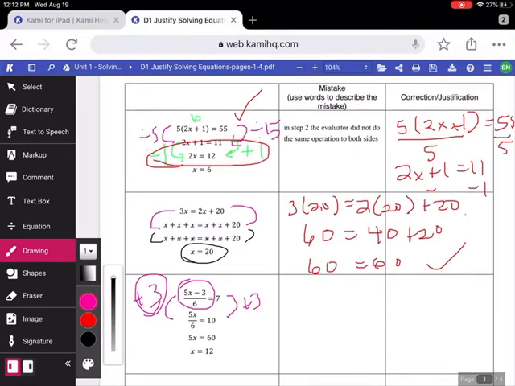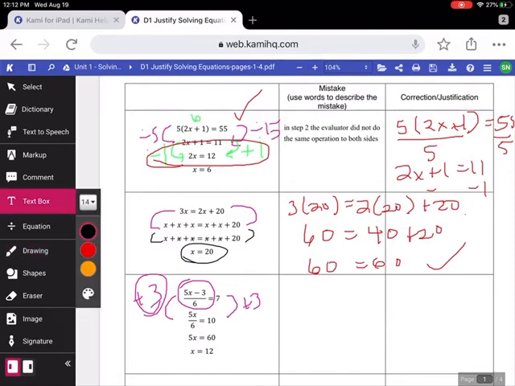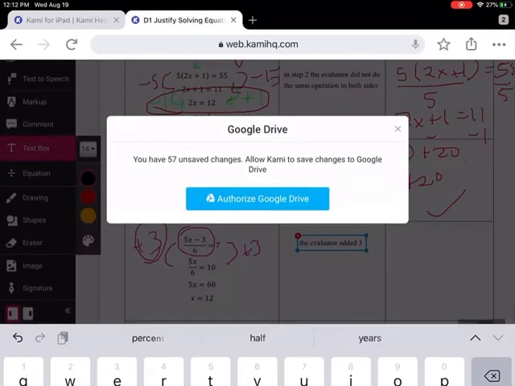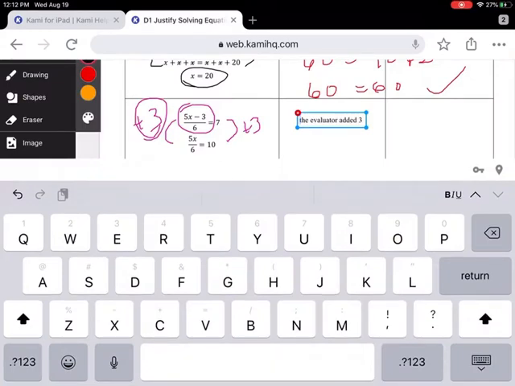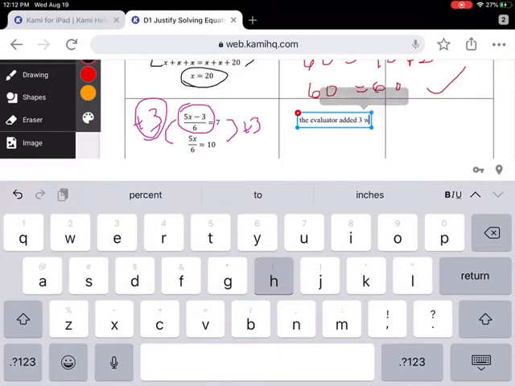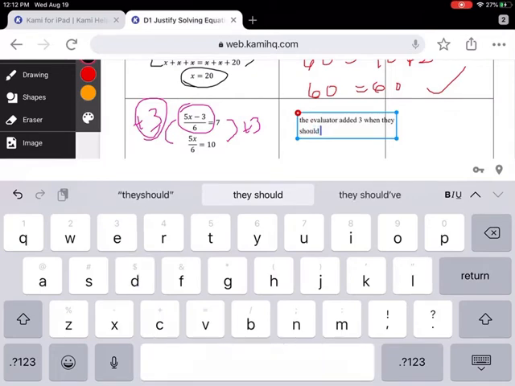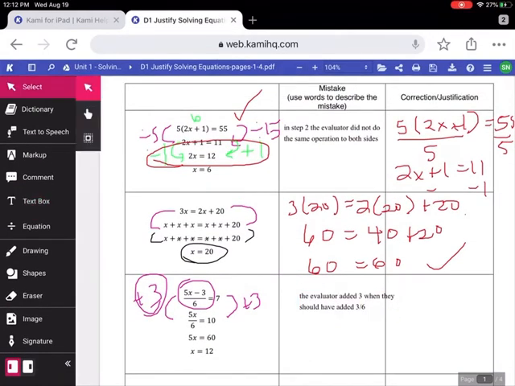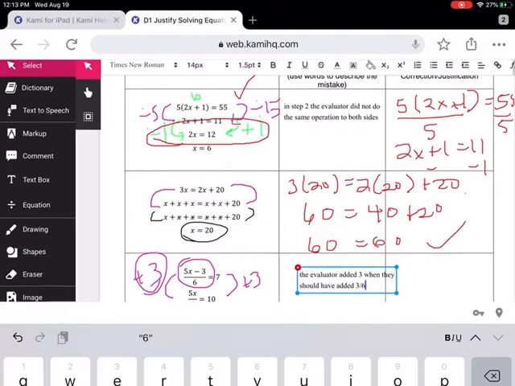Okay, so our mistake is that the evaluator added 3 when they should have added 3 over 6, because that is actually the number that's over there, not just 3, but 3 over 6. And that gets kind of tricky with fractions.